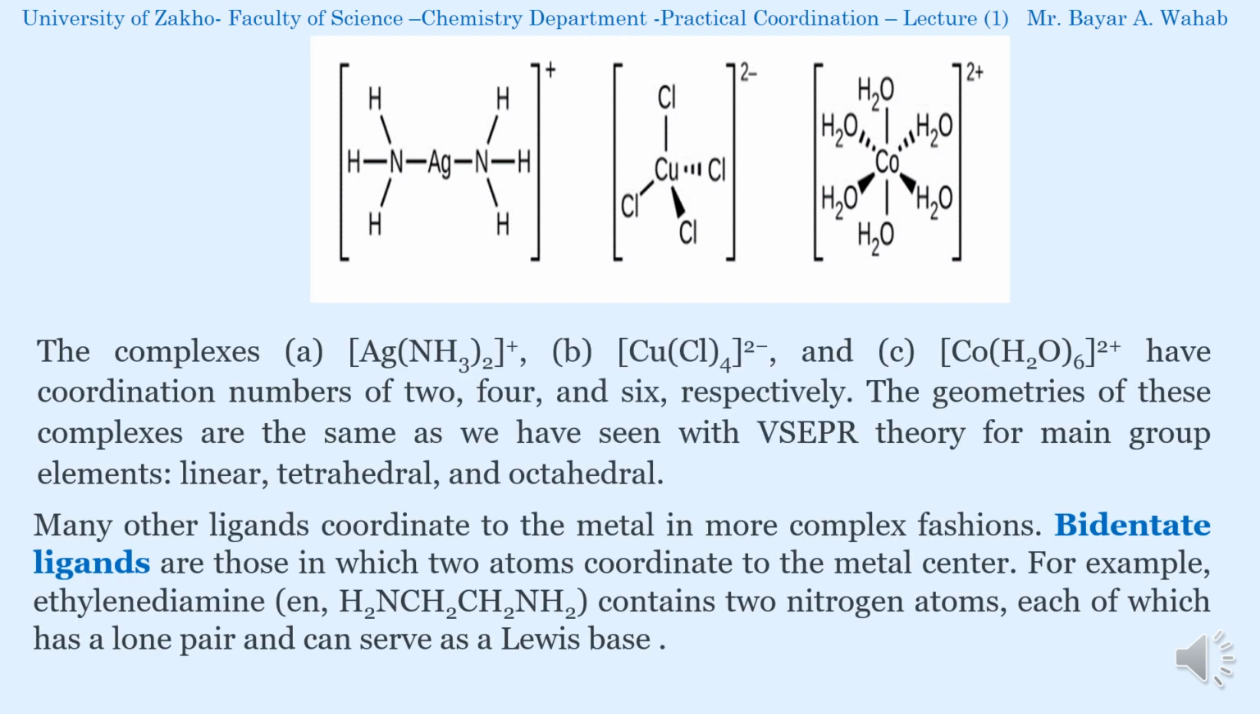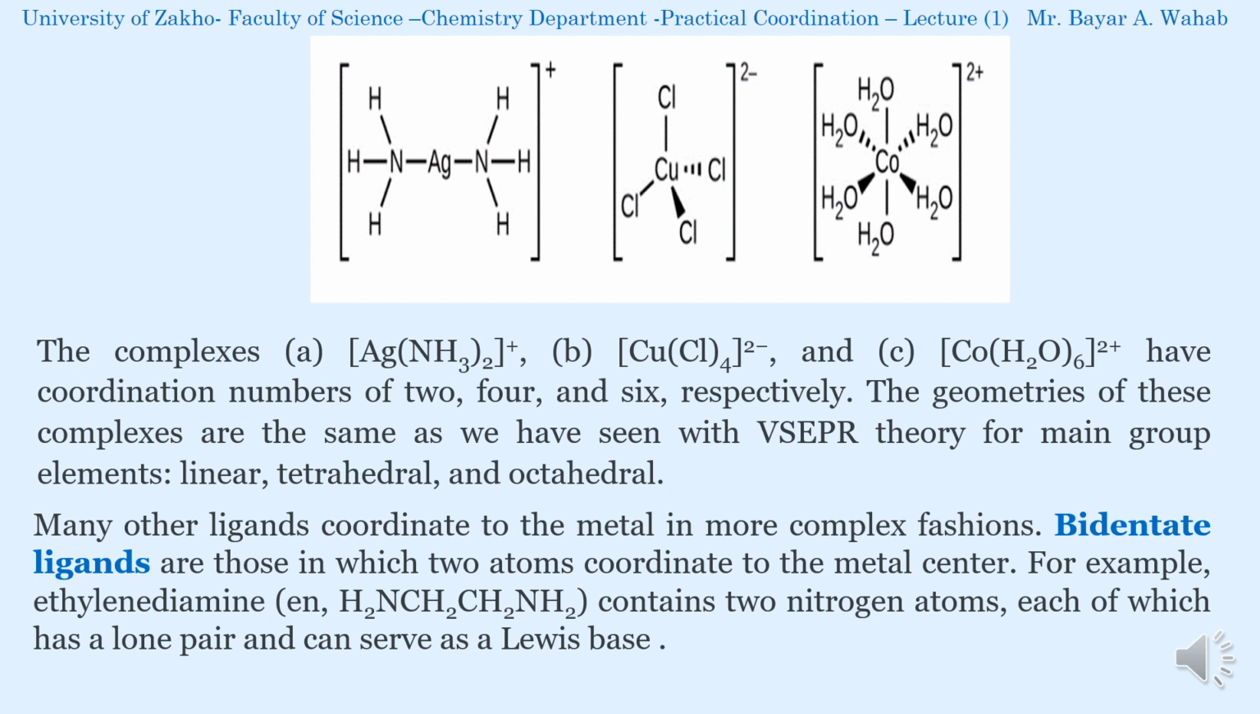As shown here, silver is attached to 2 nitrogen atoms, so the coordination number is 2. Copper is in contact with 4 chlorine atoms, and the coordination number is 4. Cobalt is attached to 6 oxygen atoms, 6 aqua ligands, therefore the coordination number is 6. The geometry of these complexes is linear for the first, tetrahedral for the second, and octahedral for the third.